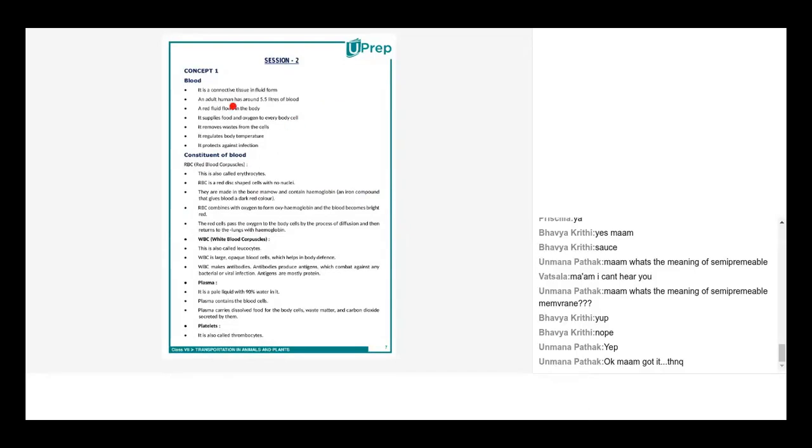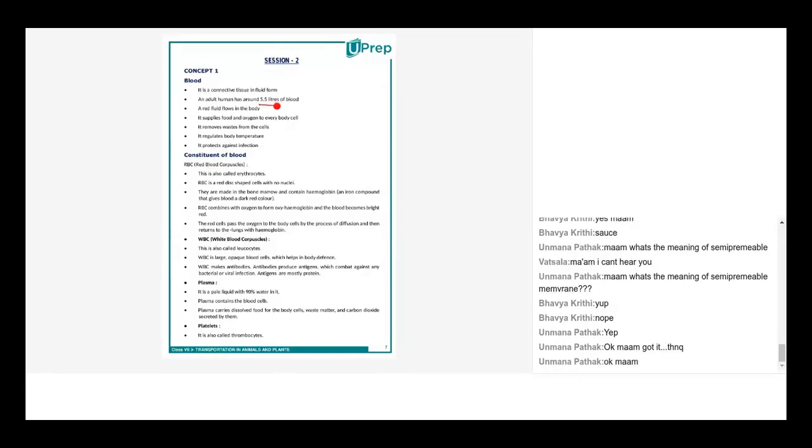Okay. So an adult has around 5.5 liters of blood. Please remember this, 5.5 liters of blood. Every human being has it. And remember I told you about water. If a person has less water, what is blood? Blood is basically a fluid called plasma. On that, there are certain red blood cells and certain white blood cells which are flowing.